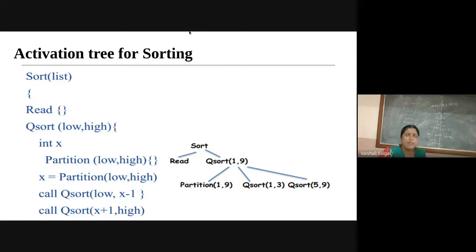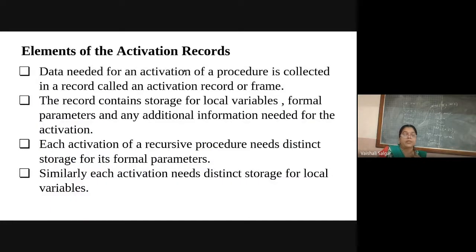So in the same way you can draw the tree for any program in which you are having procedure calls. So this is the activation tree in which the nodes, as per the procedure activation, will be drawn at the left or the right node of that particular procedure or the main program. So what will be the elements of the activation record?